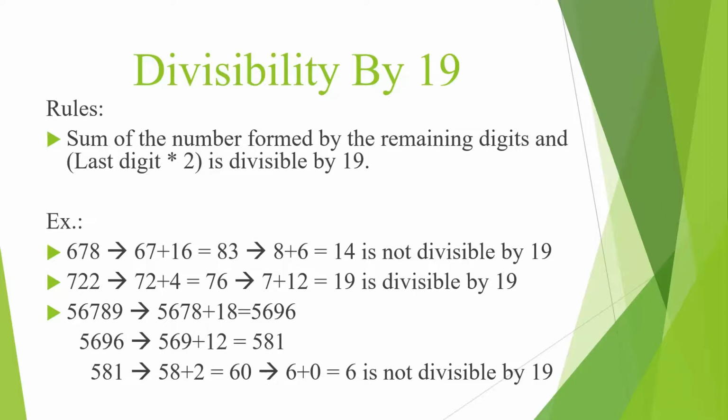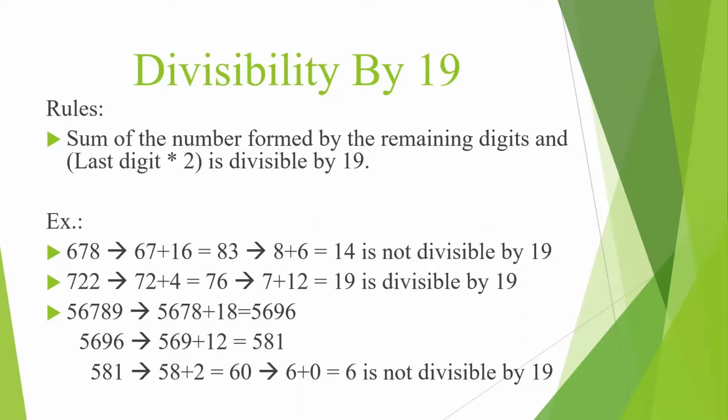Now let us consider the next number, 19. Here we will ignore the last digit, multiply it by 2, and sum it up with the remaining digits, and that total should be divisible by 19. If it satisfies this rule, then the number is divisible by 19.